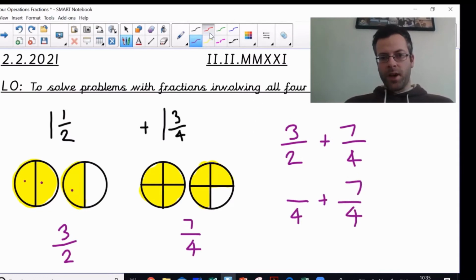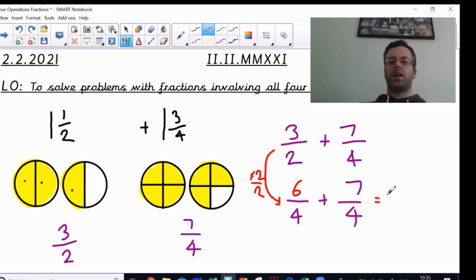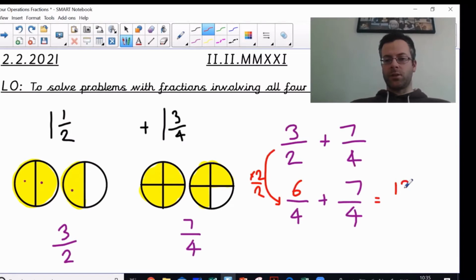Now I'm going to find an equivalent fraction to this that has a denominator of 4. And if we find an equivalent fraction, we multiply the numerator and the denominator by the same thing. So I've multiplied the denominator by 2 to get to 4. So that means I multiply the numerator by 2, which gets me to 6. So 6/4 add 7/4 is going to equal 13/4.